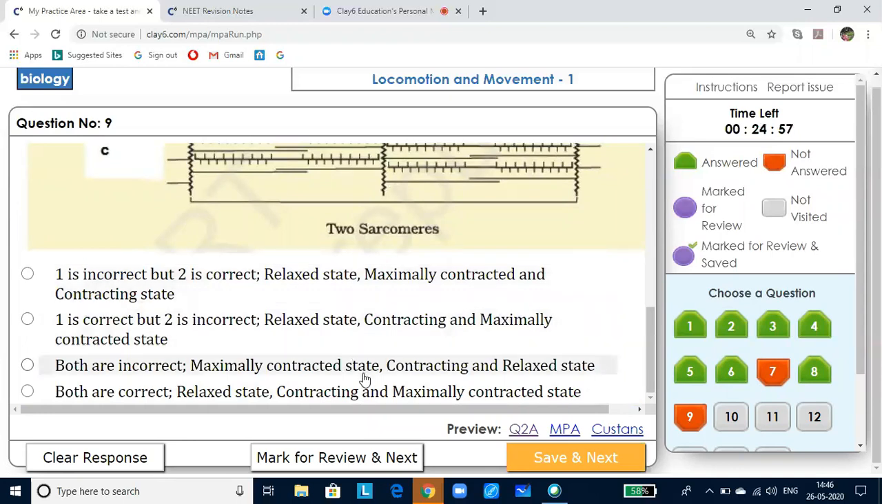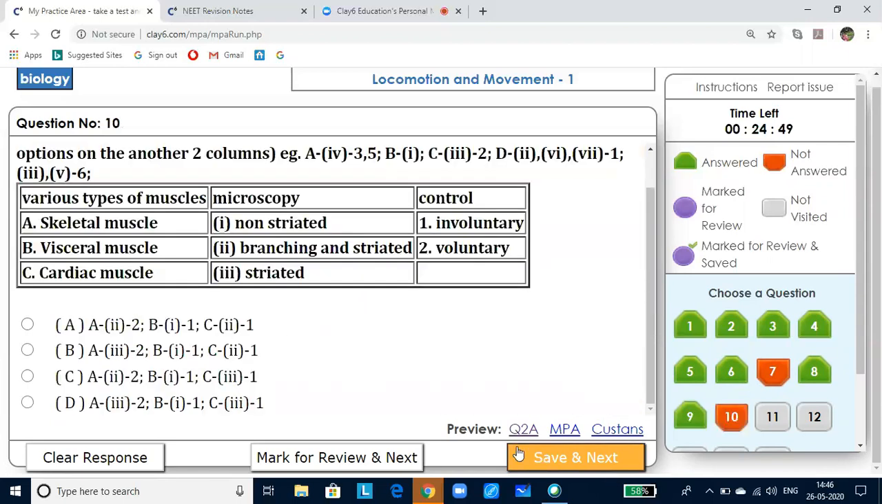Now relaxed state, it is contracting and maximally contracted state. What are they? This is the series of events. Now if you look at skeletal muscle is striated. So here you have two choices, B and C. Then it is voluntary, yes. Visceral muscle, it is non-striated, 1. And then it is involuntary, yes. Cardiac muscle is branching and striated. So that is 2. So this is the correct choice. That means to say it has got A3, 2, B1, 1 and C2, 1.